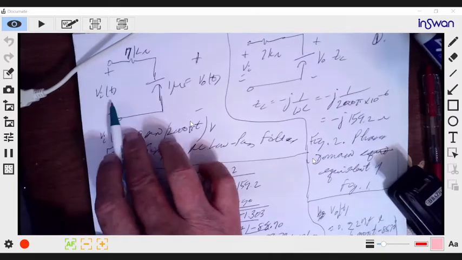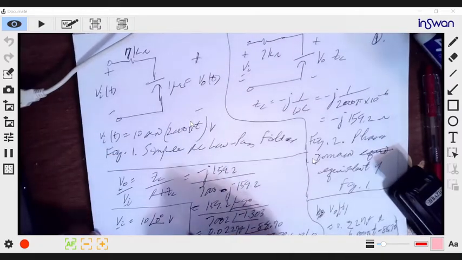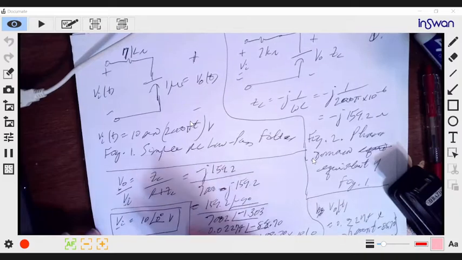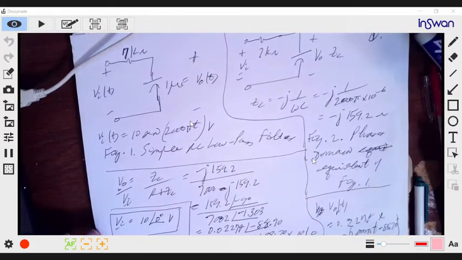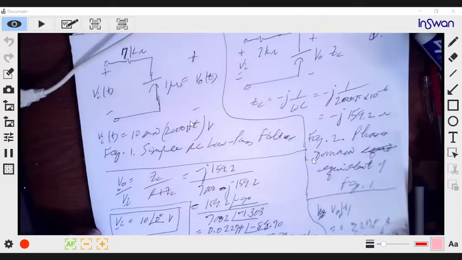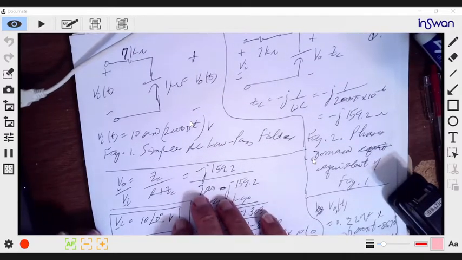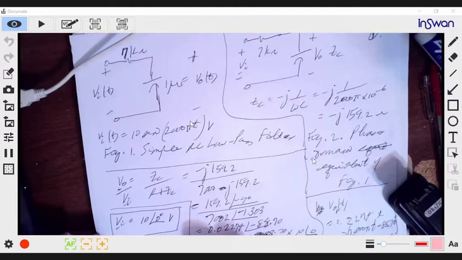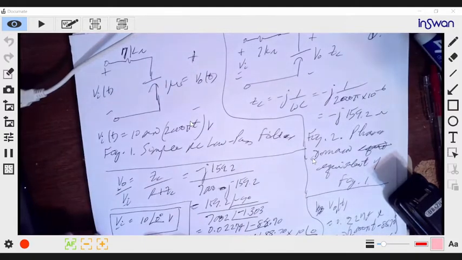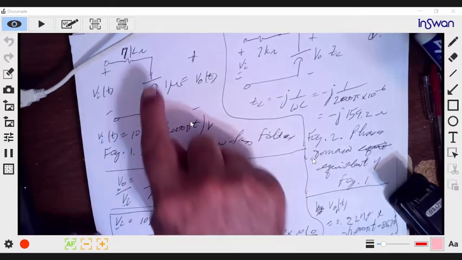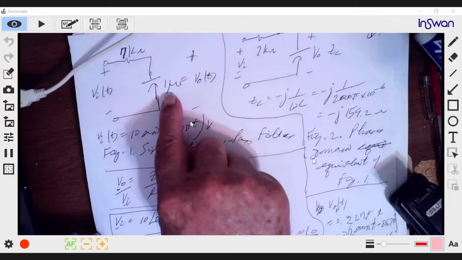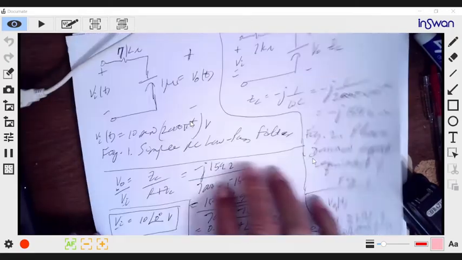So VI of t becomes VI phasor, and VI phasor is this. That's VI phasor, and I'm actually doing Mr. Pinto's problem. His number is 7K. So the 7K remains 7K. The capacitor becomes the impedance of the capacitor.